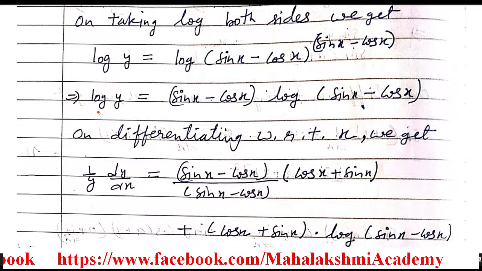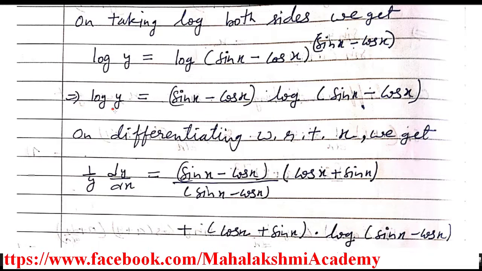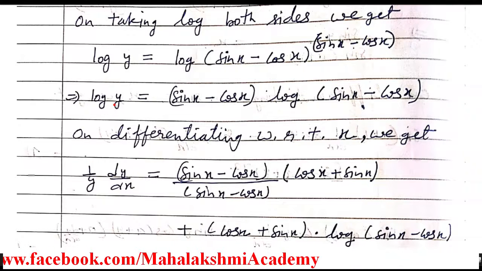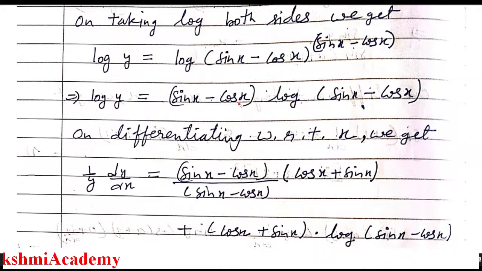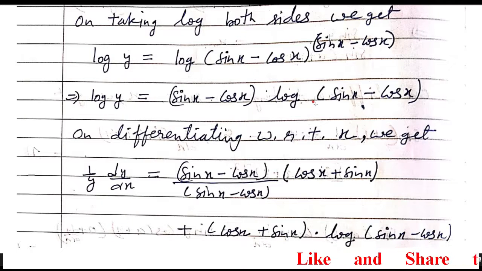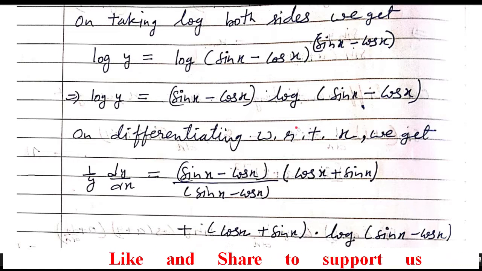So when we differentiate, the derivative of log y is 1 upon y. Then we have to apply the chain rule, that's why dy over dx. Now here we have the product of two functions. So when we differentiate a product of two functions, first we keep any one function as it is and differentiate the other function, and then in the next step we differentiate the other function and keep the first function as it is.